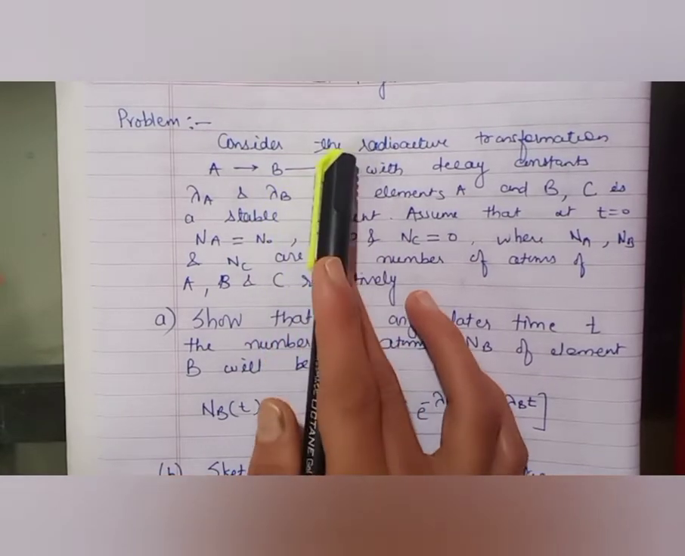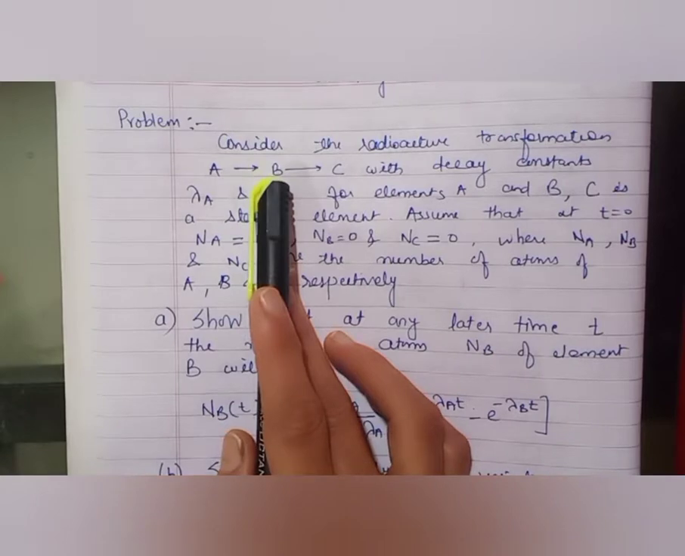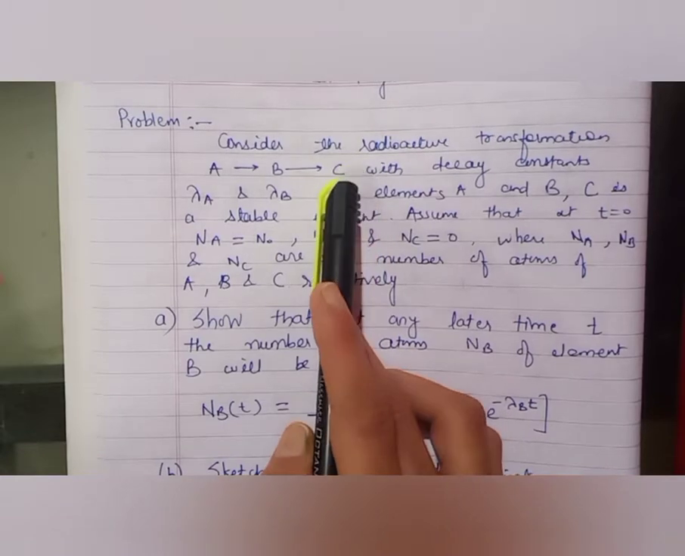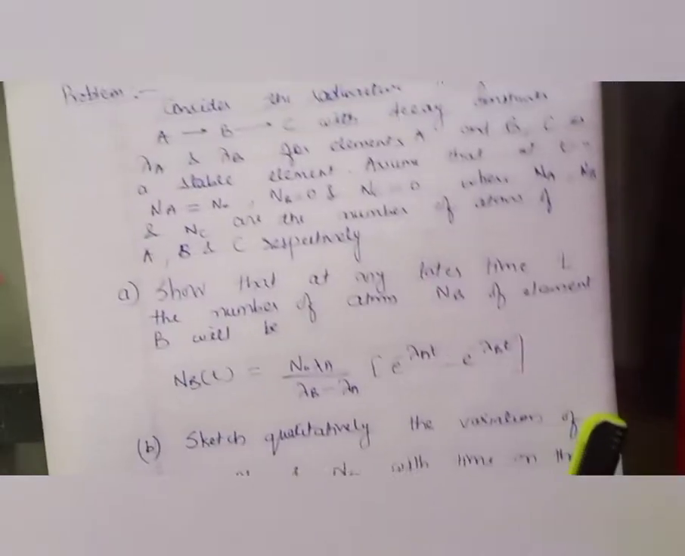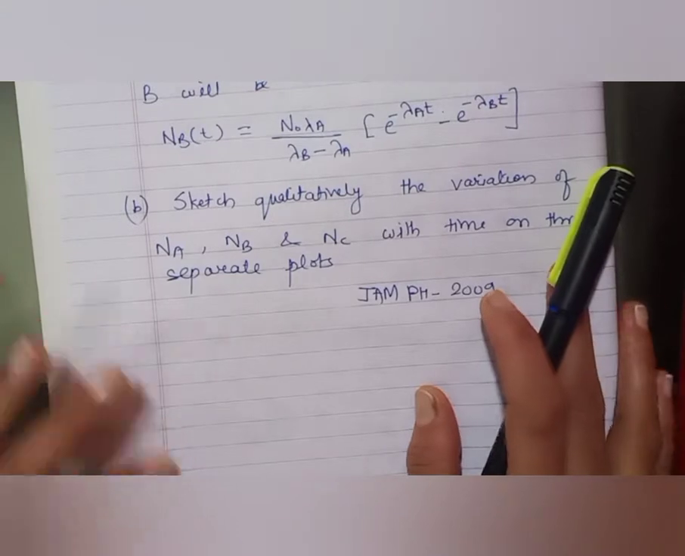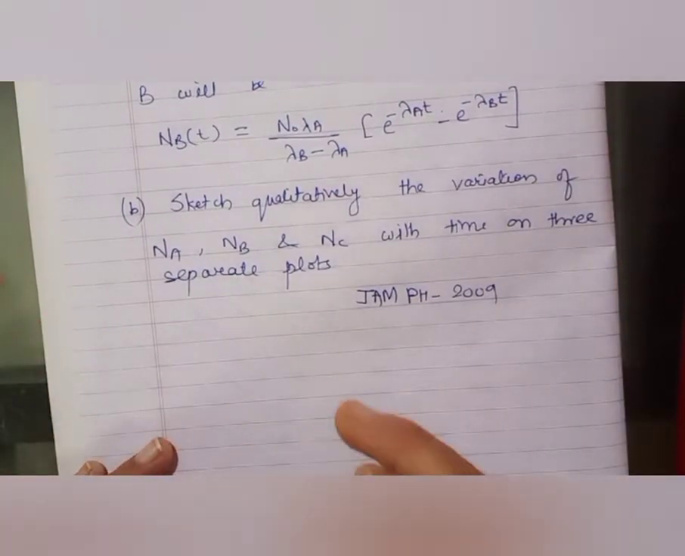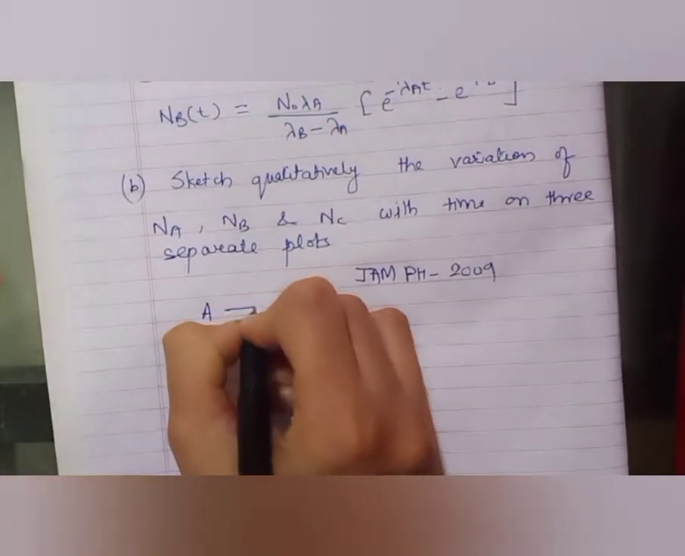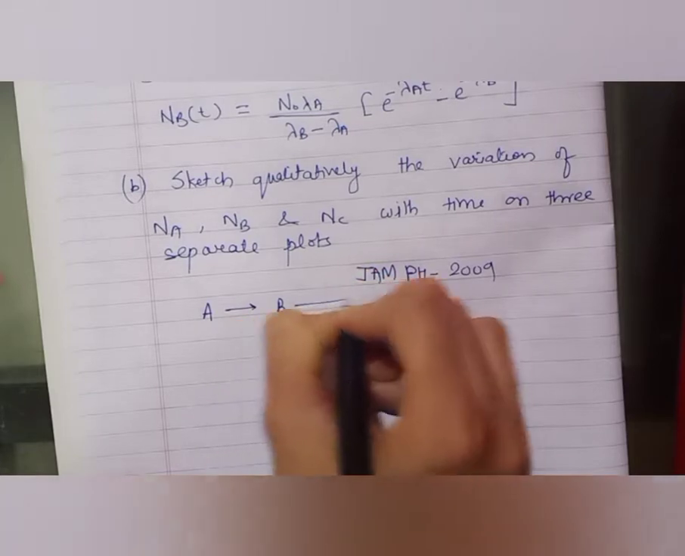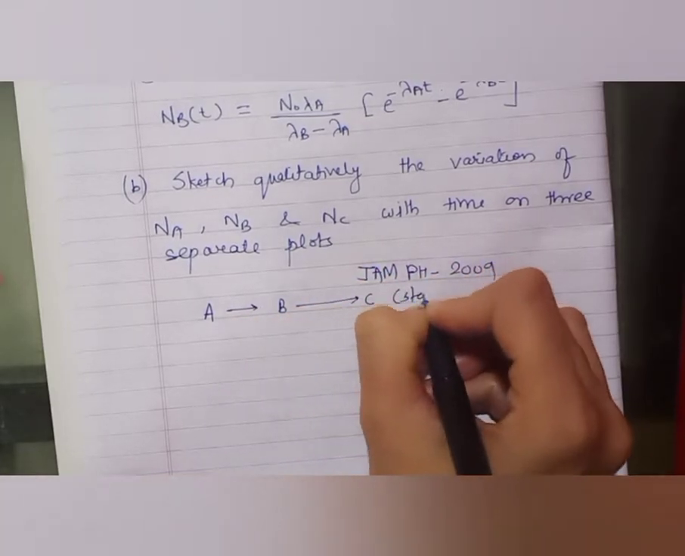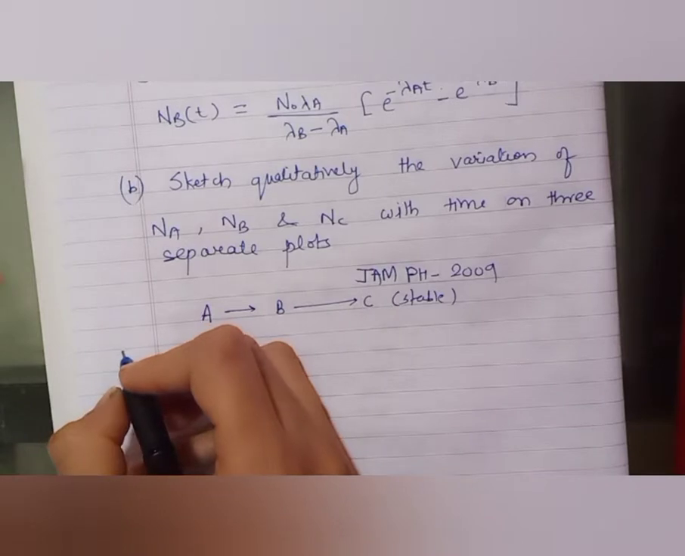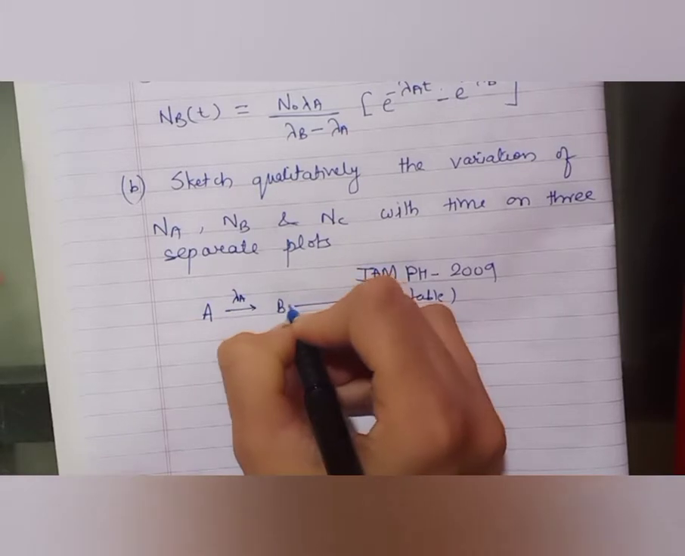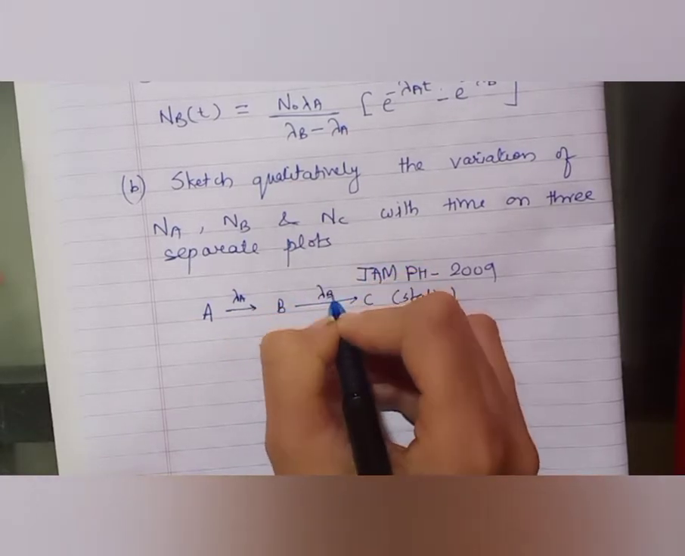Here we are considering that C is a stable element. So A decays to B, B decays to a stable element C. So this chain stops here as C is a stable element. Okay, so let's start. This question was asked in JAM Physics 2009. So here what is given? Element A decays to B, which decays to C. C is a stable nucleus. Decay constant of A is lambda A and decay constant of B is lambda B.